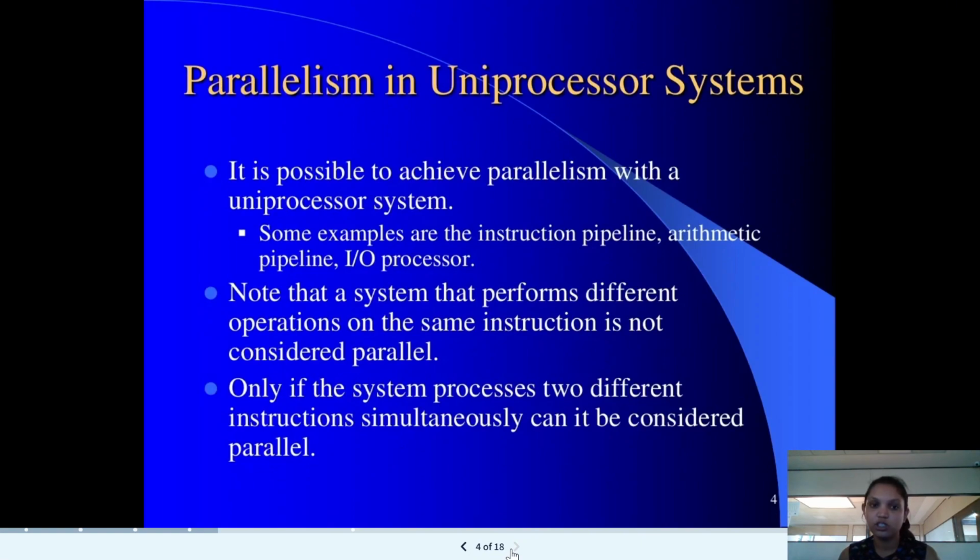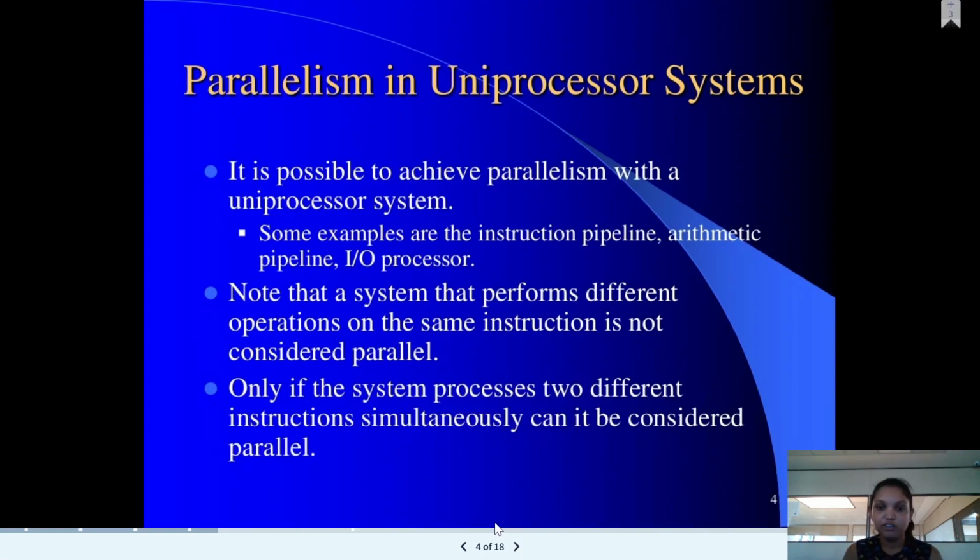Parallelism in a uniprocessor system. It is possible to achieve parallelism with a uniprocessor system. Some examples are instruction pipeline, arithmetic pipeline, and I/O processor. Note that a system performing different operations on the same instructions is not considered parallel.